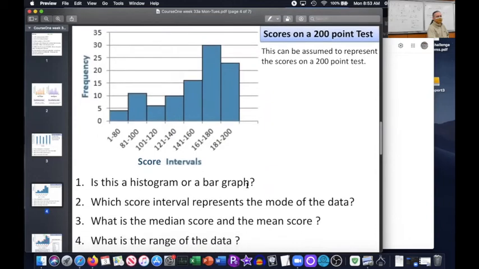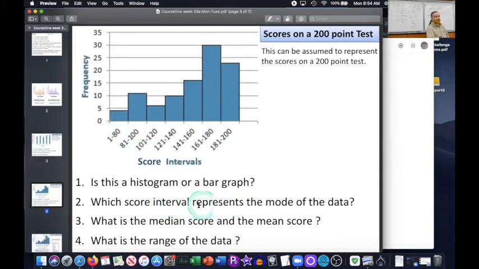Okay. Now we have this one. Now this is scores on a 200-point test, and it gives you how many people got a score within these intervals on the bottom of the x-axis. Notice that there's numbers on the x-axis. Okay? And so this is quantitative data. This is a histogram. Notice that the bars touch.